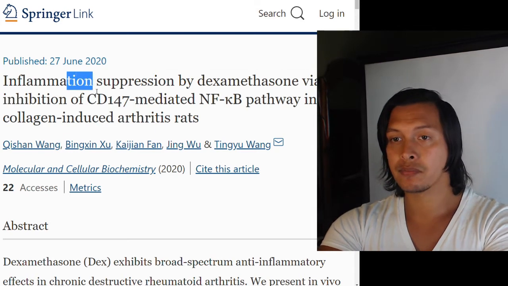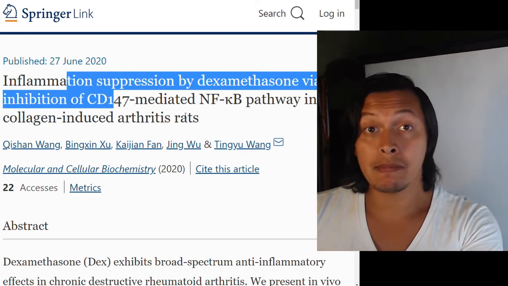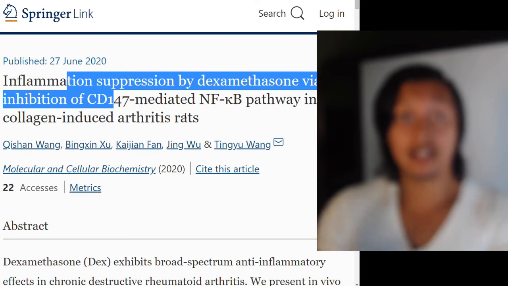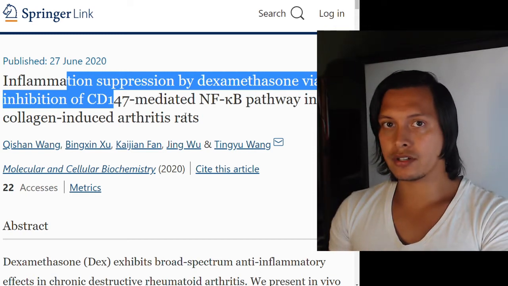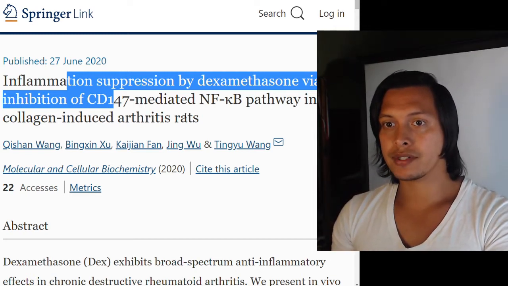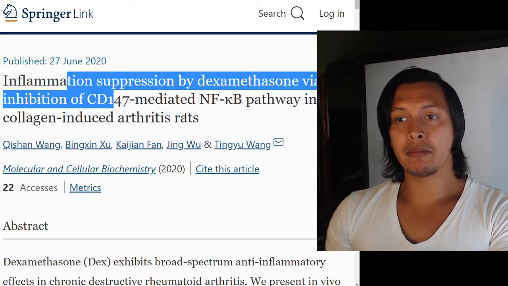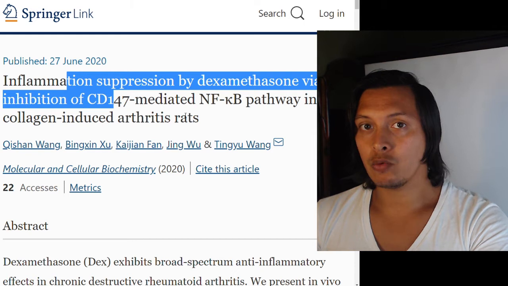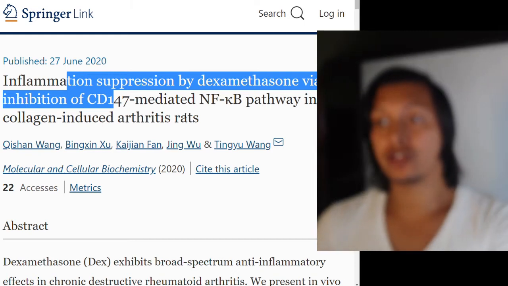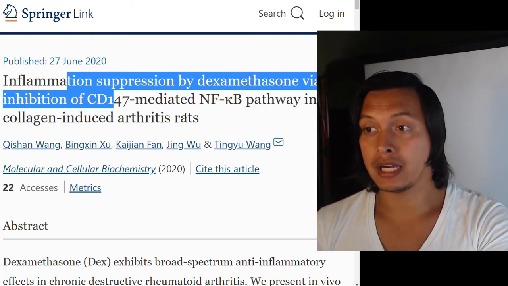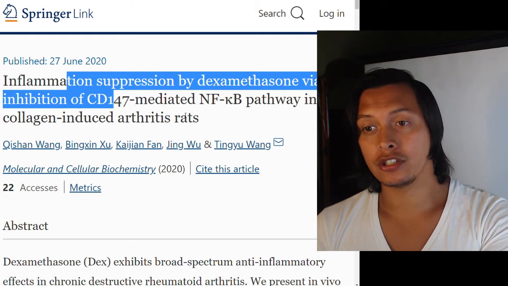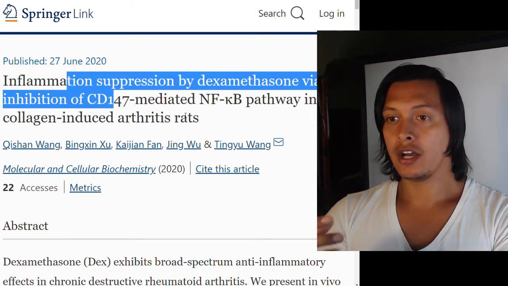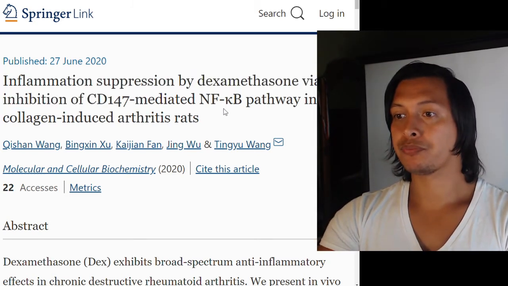Oh yeah, this. So this paper came out really recently, and it had absolutely nothing to do with the coronavirus. So here it is: inflammation suppression by dexamethasone through inhibition of CD147 mediated nuclear factor kappa B pathway in collagen-induced arthritis in rats. Mouthful right there.